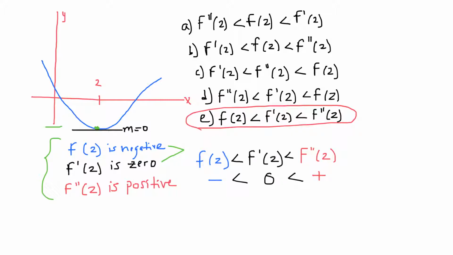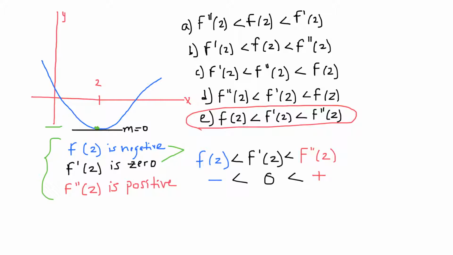Anytime you get questions like this, you're always going to end up with something that's negative, something that's positive, something that's 0. So look for those three elements: a negative, a positive, and 0.